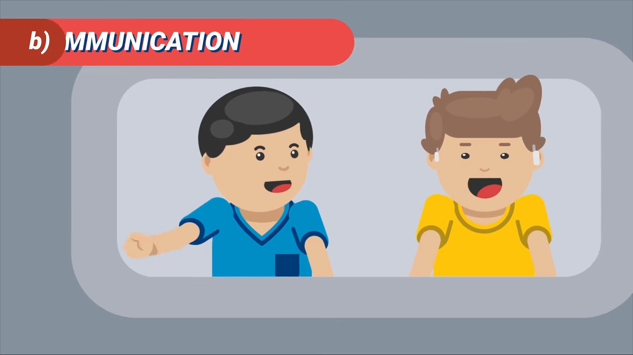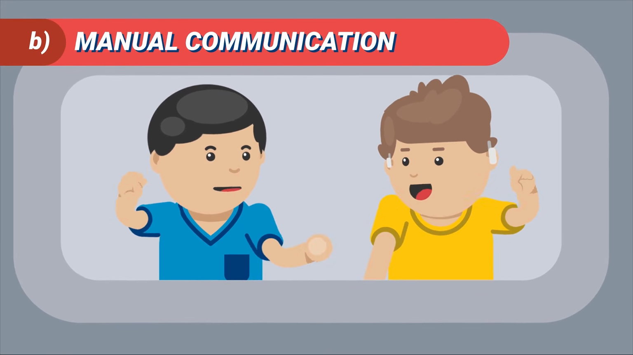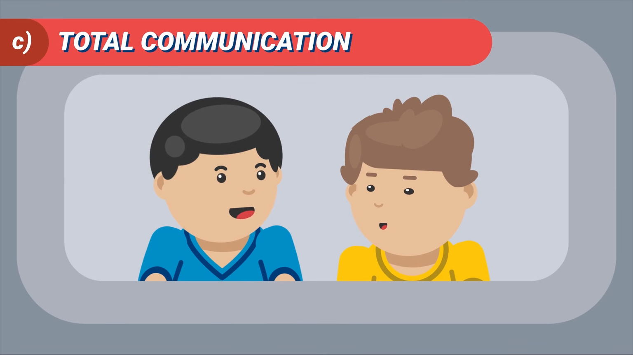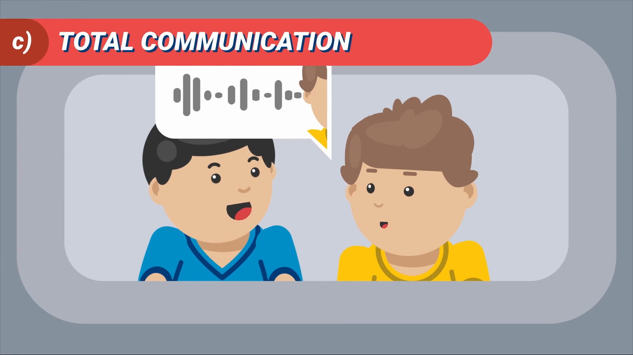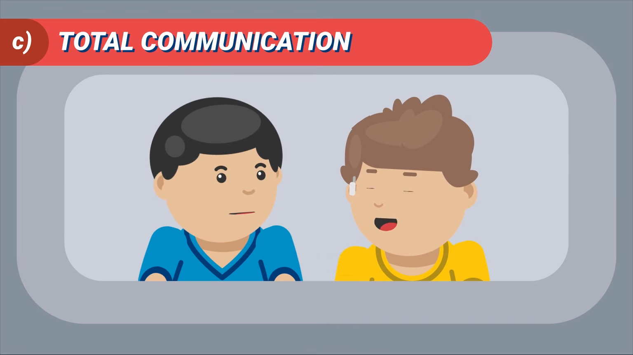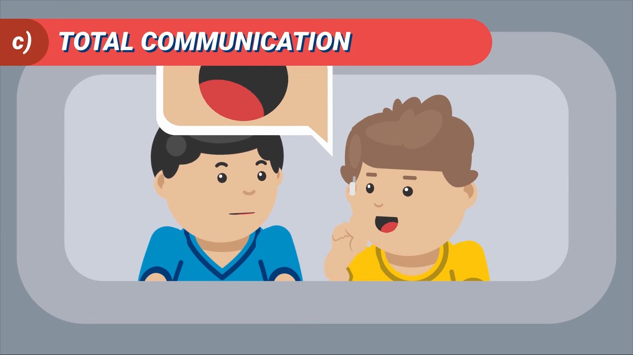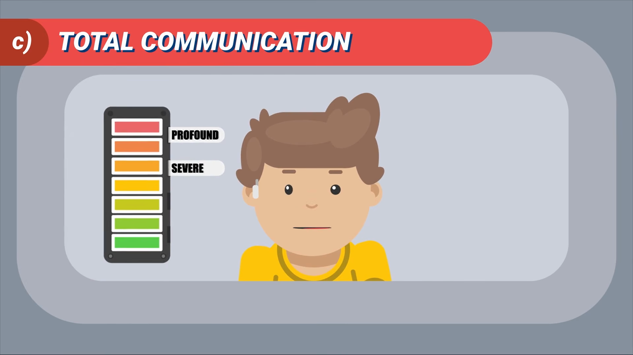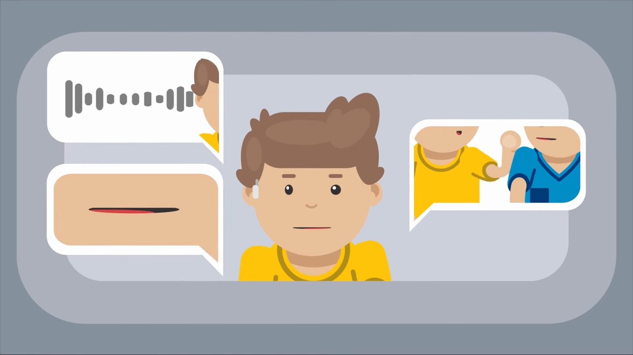B. Manual communication. It makes use of the sign language. C. Total communication. It uses all modalities of sensory input. In other words, auditory, visual, etc. Such children are taught to develop oral speech, lip reading, and sign language. All children with prelingual severe to profound deafness should undergo training in this form of communication.